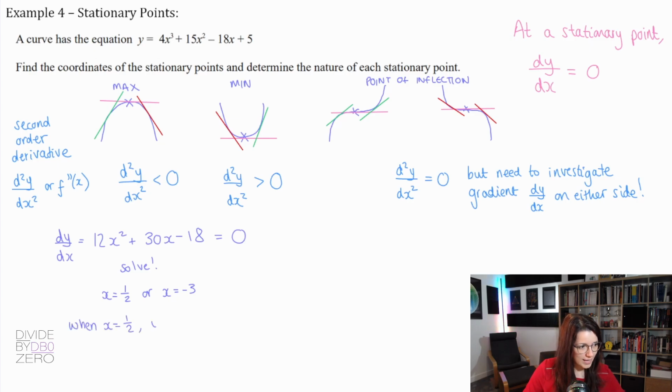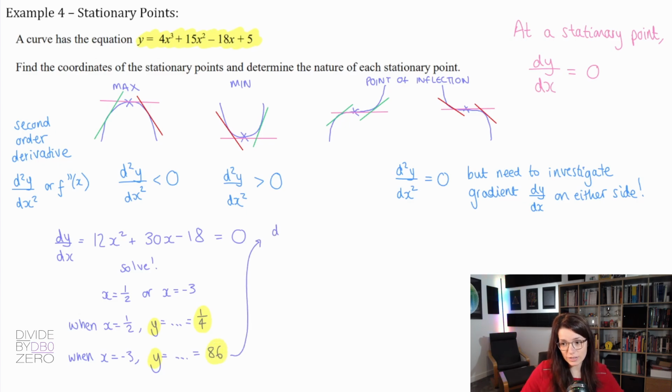equation. So when x is a half, y is going to be a quarter. And when x is -3, y is going to be 86. And I got that from just substituting into the original y equation up there. Now, to determine the nature of each of those points, we need to do our second derivative, so d squared y over dx squared. And you get this from just differentiating again. So if we differentiate dy/dx, we get 24x plus 30. So again, this comes from differentiating this.